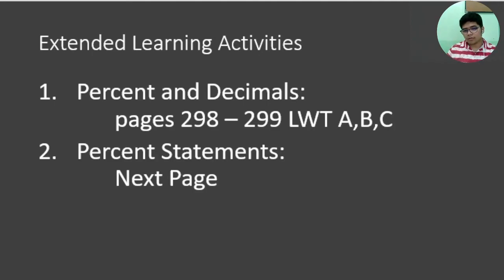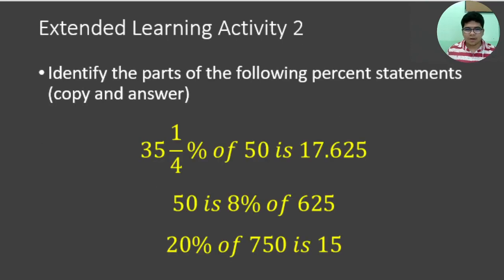Go to page 298 to 299 of the 21st century soaring mathematics and answer the let's work together A, B, and C, all of the problems there. And then for the percent statement, since the book doesn't have that kind of activity, it's just the basic really. You're going to have this the next page, okay, which is this one. Again, this PowerPoint is uploaded in your Google Classroom. So go ahead and take that, and then you want to copy this, okay, and then identify nasan yung base, nasan yung rate, at nasan yung percentage.